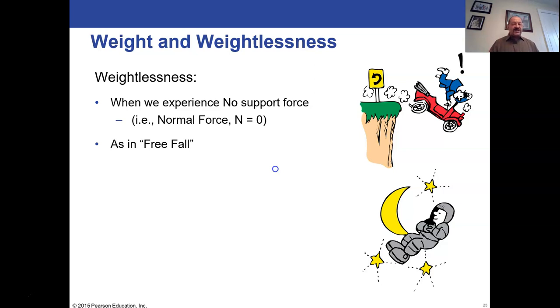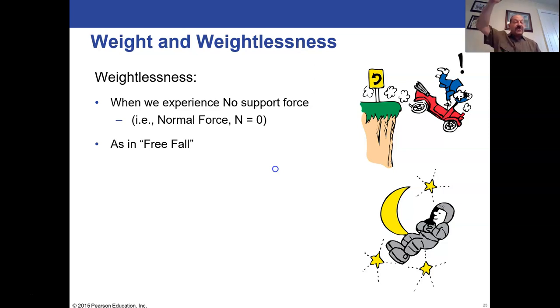So weightlessness is really when we experience no support force. In other words, where the normal force N is zero. We also call that free fall. We've talked about this before. Free fall, we're not going to talk about air resistance here. When you're just falling, that is free fall, and that is when there's nothing holding you up.